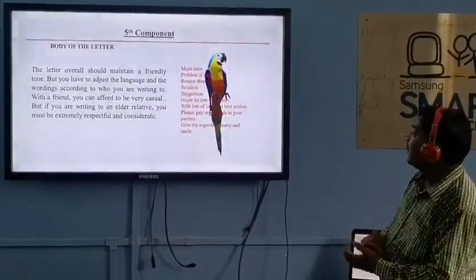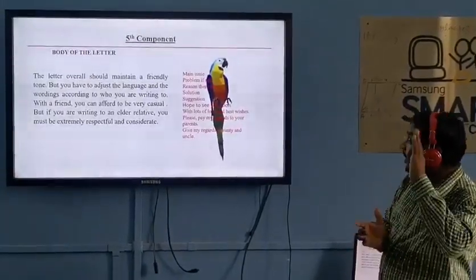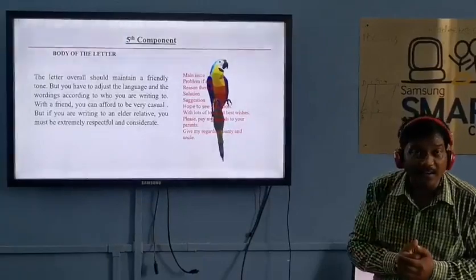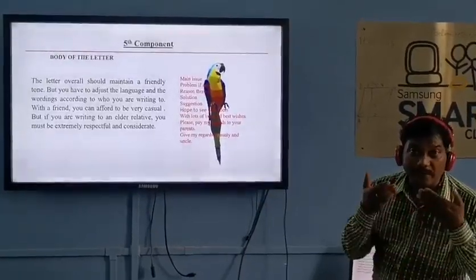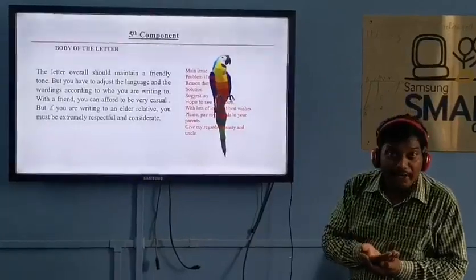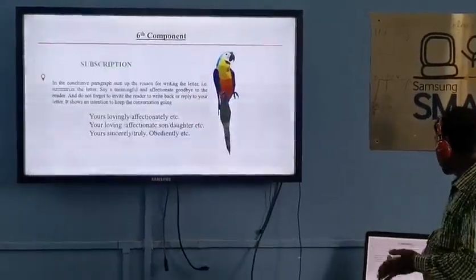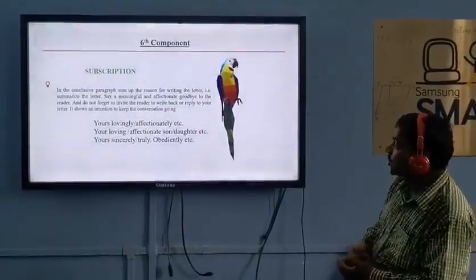With lots of love and best wishes, please pay my regards to your parents, or give my regards to auntie and uncle. So these lines are very powerful, which must be included at the end of the body of the letter. So you don't forget to write all those things.